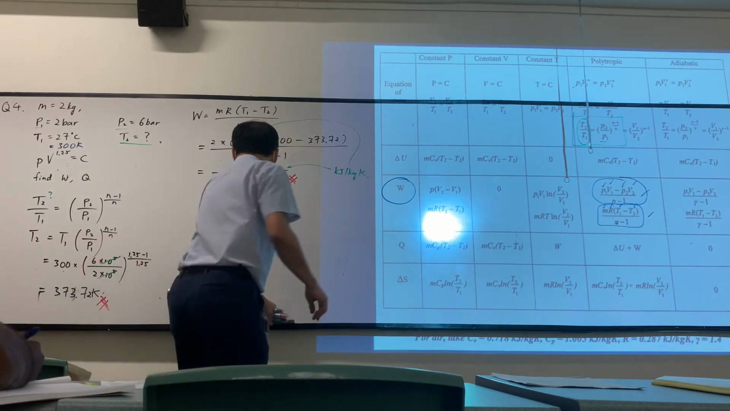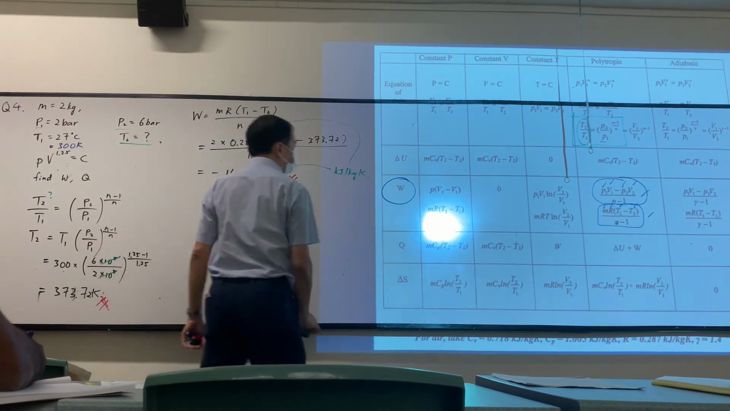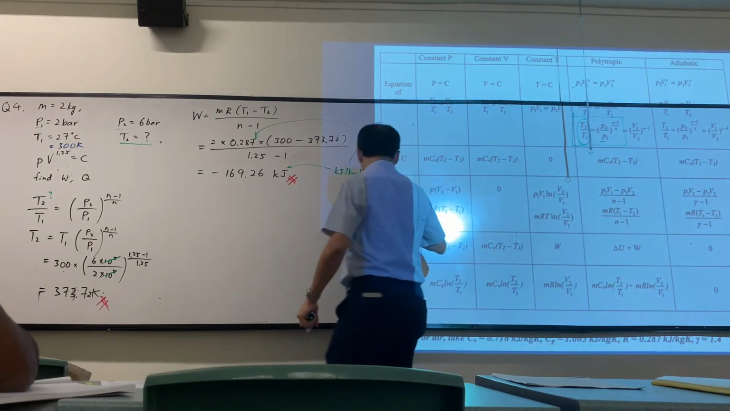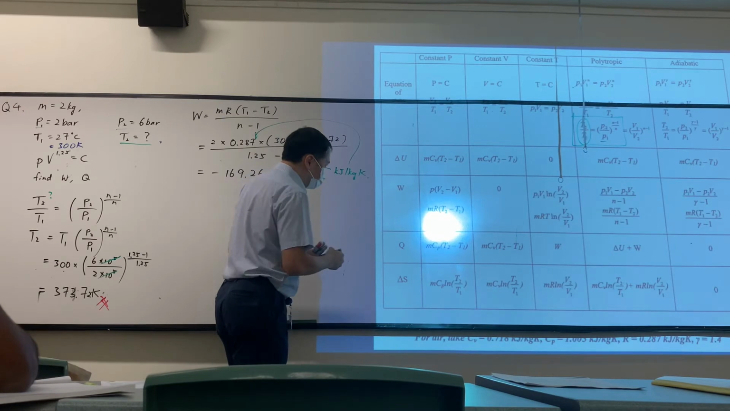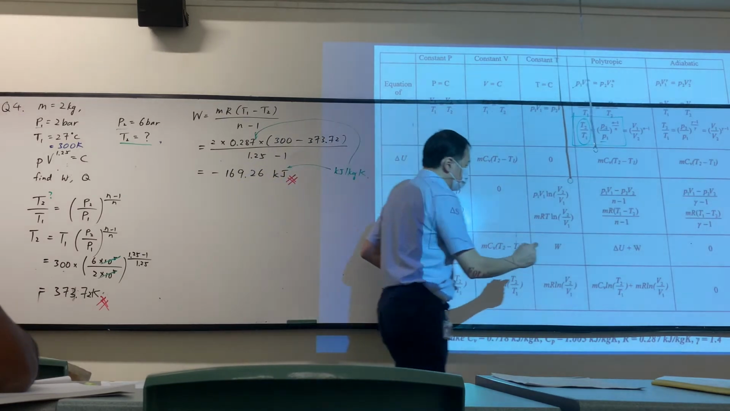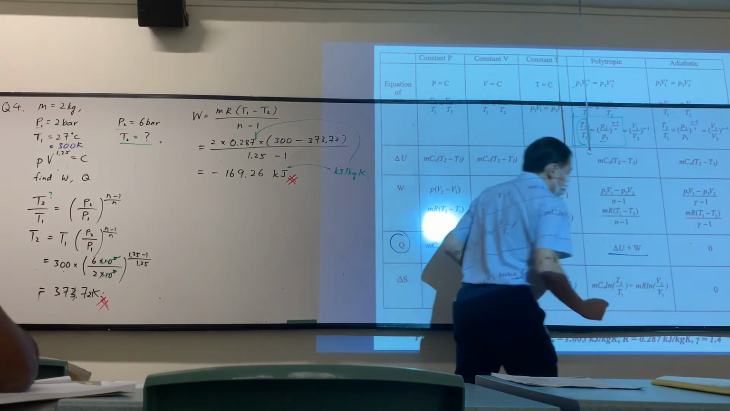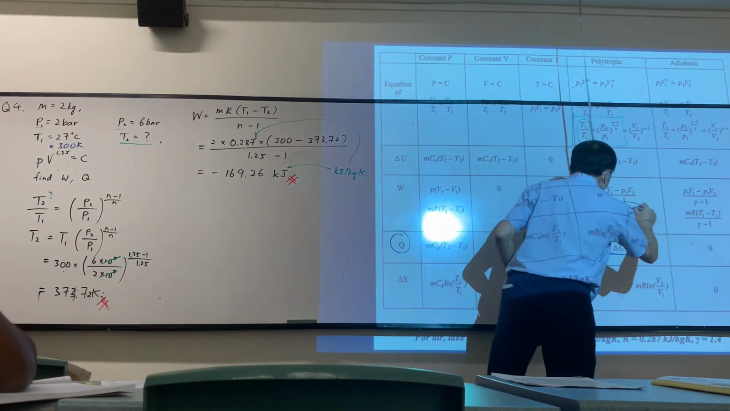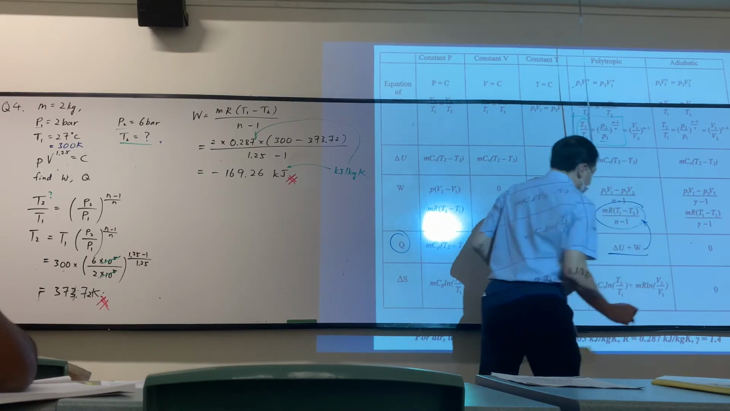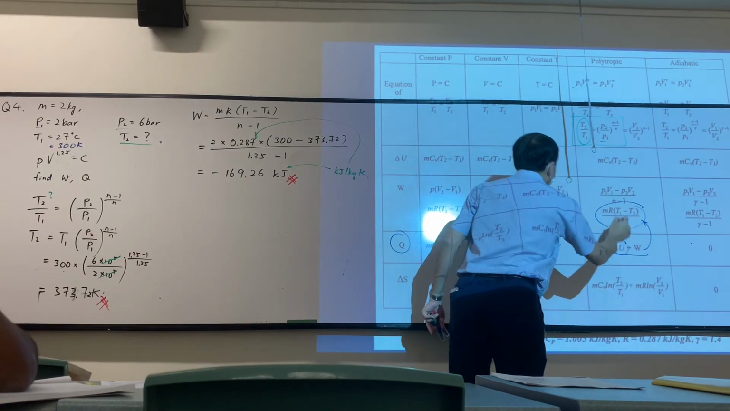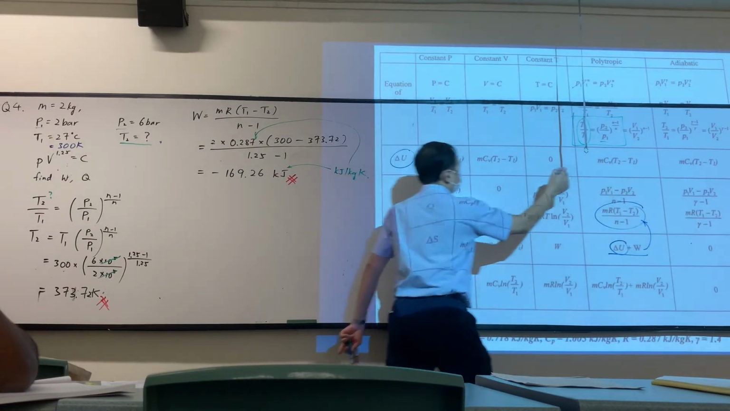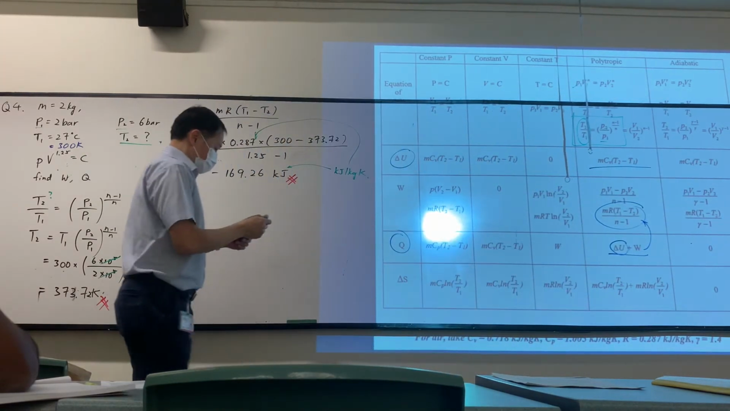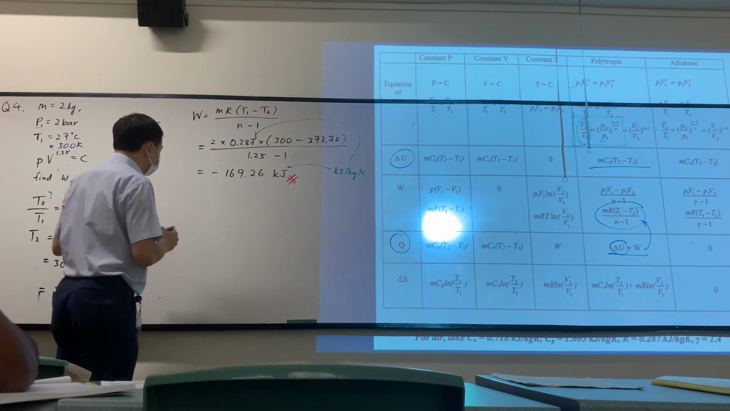So next, heat transfer, Q. Heat transfer Q is equal to delta U plus W. W is what you calculated here. How about delta U? Delta U is from here: m Cv (T2 minus T1). So let's find delta U first.